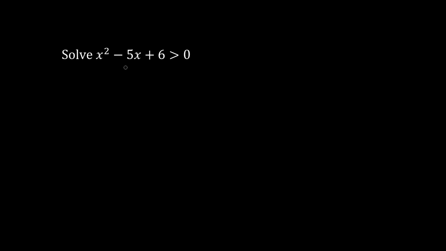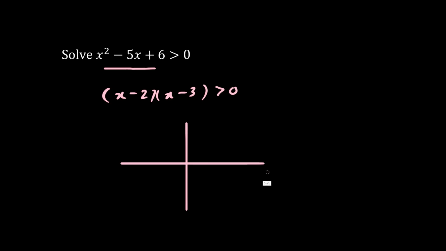Let's solve this quadratic inequality. This time we have the parabola is greater than 0. When we factor, we get x times x is x squared, and negative 2 times negative 3 is positive 6, and they add to be negative 5. But this time the parabola is above 0, above the x-axis. So let's sketch this parabola.